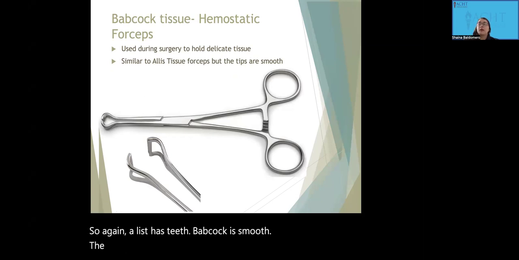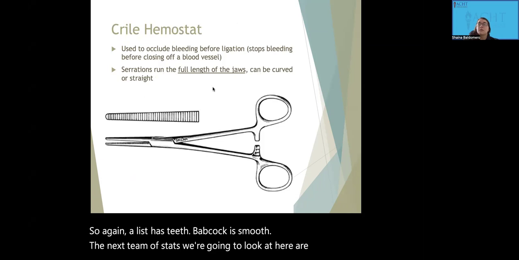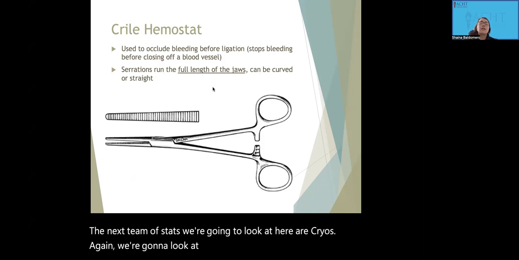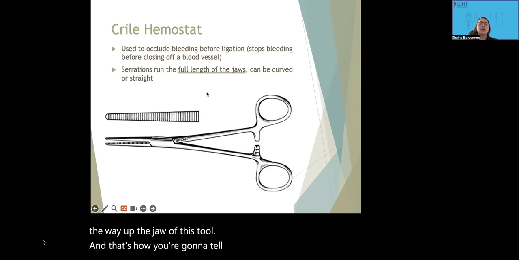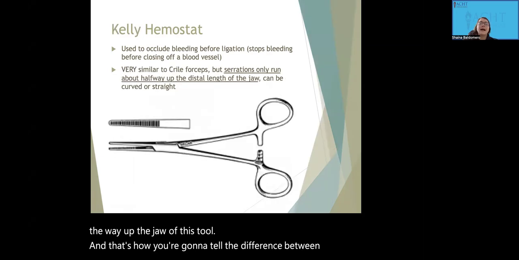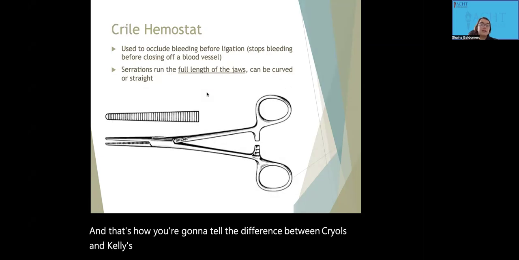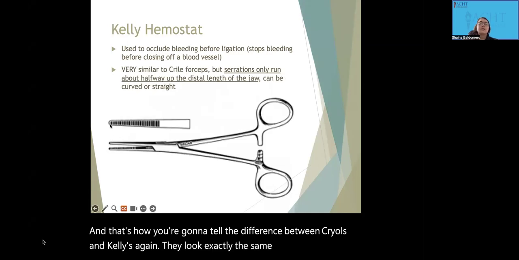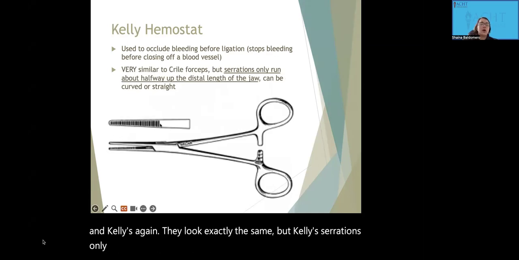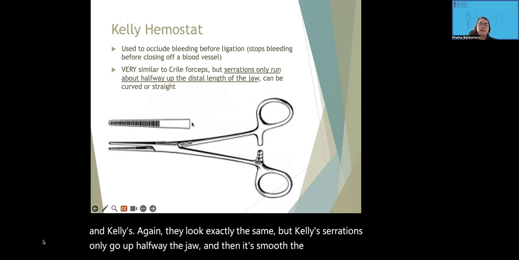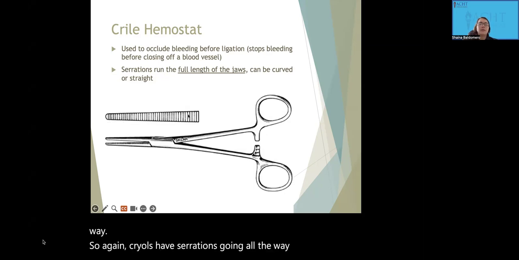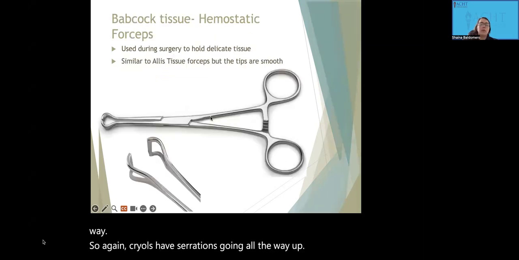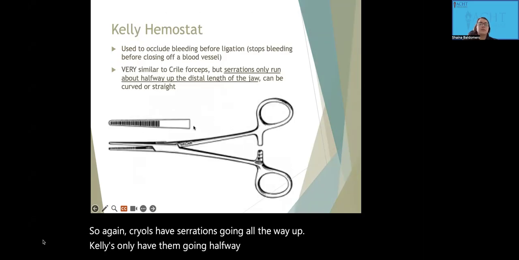The next hemostats we're going to look at here are Crile. Again, we're going to look at the jaw. There are serrations that go all the way up the jaw of this tool. And that's how you're going to tell the difference between Criles and Kellys. Again, they look exactly the same, but Kelly's serrations only go up halfway the jaw, and then it's smooth the rest of the way. So again, Criles have serrations going all the way up. Kellys only have them going halfway up, and then it's smooth.